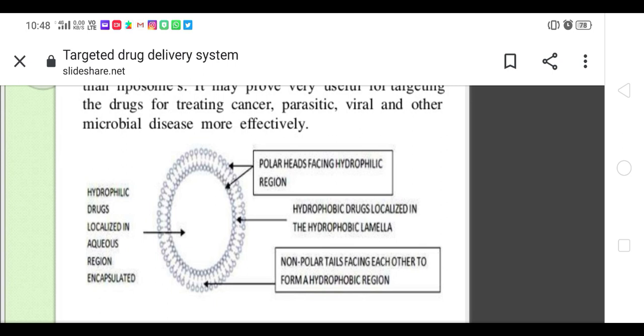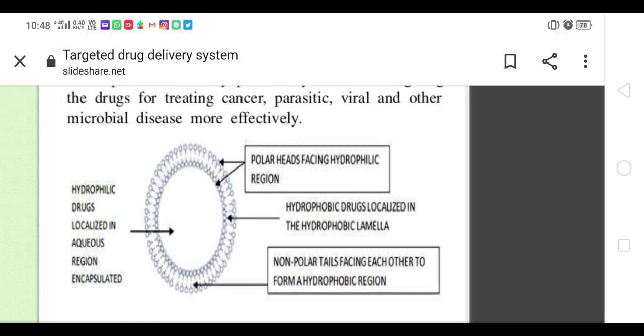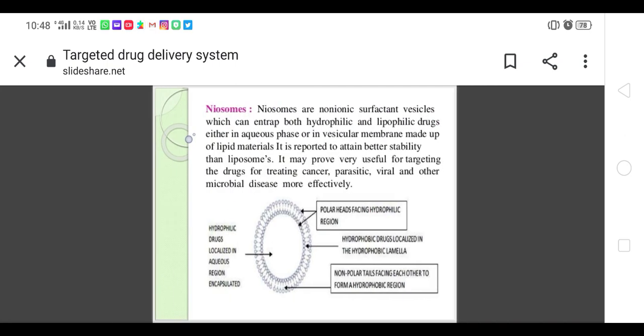Instead of a lipid bilayer, this bilayer is made up of non-ionic surfactant, which has both a polar head as well as a non-polar tail. There are no lipids in the niosomes, right? So the inside structure is hydrophilic. The aqueous drug can be loaded in the aqueous region of the encapsulated carrier, and the hydrophobic drug is localized in the lamella, right? So this is niosomes, liposome and niosome.